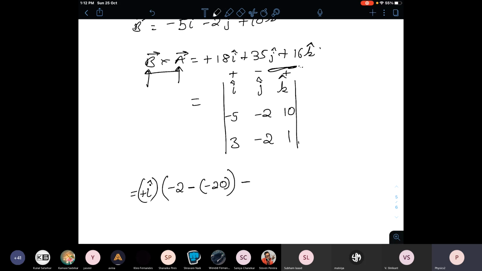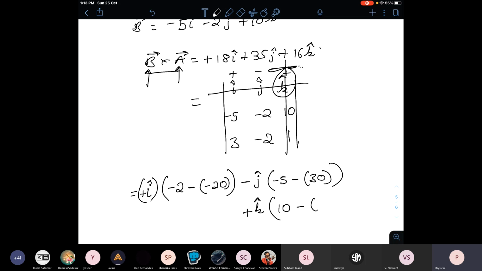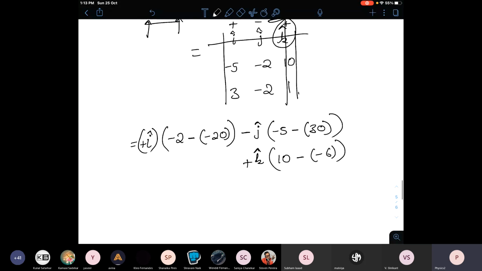Next is minus j cap, because a minus sign is there over it. Again remove these two. Then I will have -5 into 1, -5, minus of 3 into 10, 30. Next the term is plus k cap. Because the plus sign is there, remove the row and column of the k cap. You will have -5 into -2 is plus 10, minus of 3 into -2 is 6.